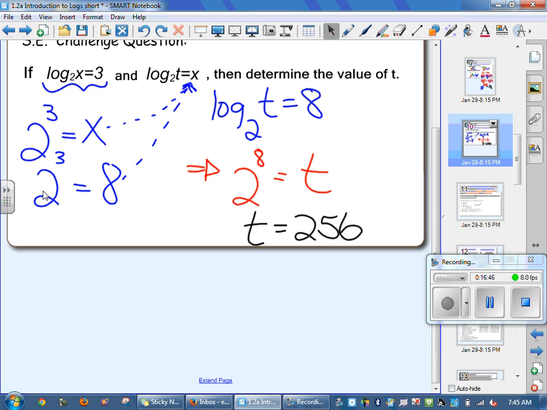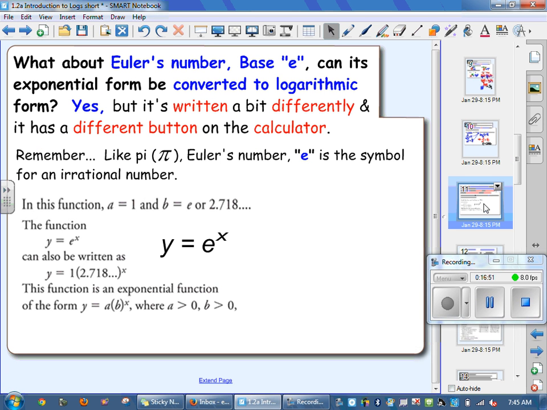What about base e? Well, we've got a base e, and it's called Euler's number. Can it also be converted to log form from exponential? Absolutely it can. But it's written differently, and it's got a different button on our calculator. But remember, like pi, Euler's number letter e is the symbol for an irrational number. So when we actually put it in our calculator, it's going to show up like e with a little box there. What that little box means is you need to put an exponent on that base e. So the exponent you should put on there is a 1 unless they have something else written.